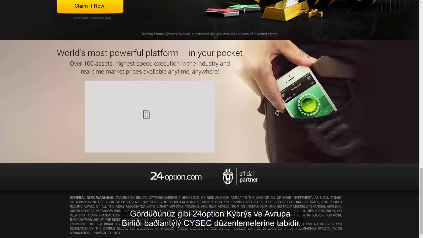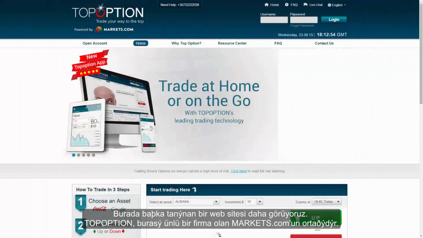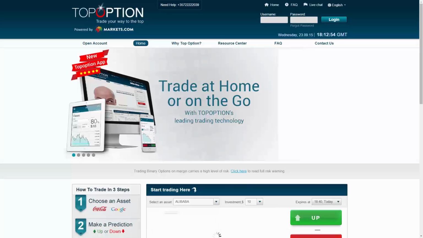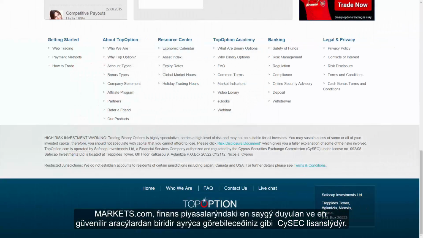As you can see, 24 option is regulated by CySec, which is connected to Cyprus and the European Union. Here we can also see another very known website, Top Option, a subsidiary of the famous company Markets.com. Markets.com is one of the very well respected and also reliable brokers in the financial market, and as you can see, it has a CySec license too.